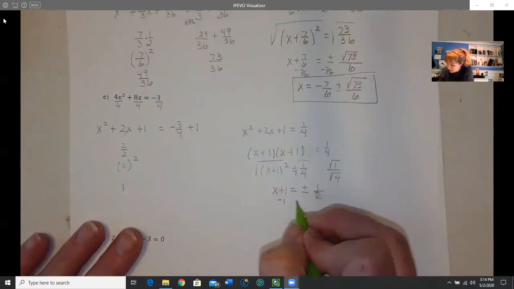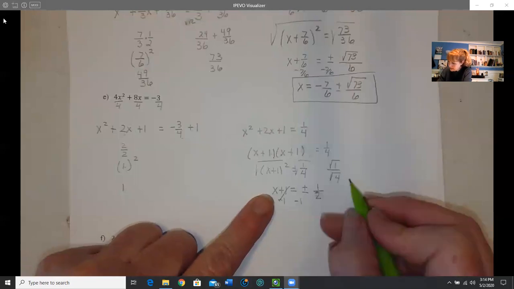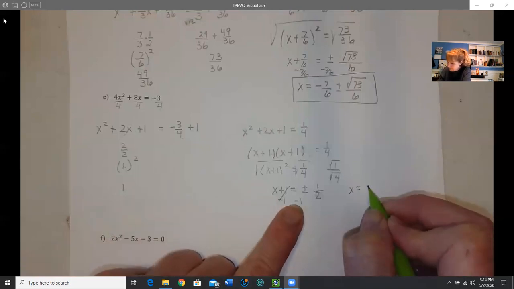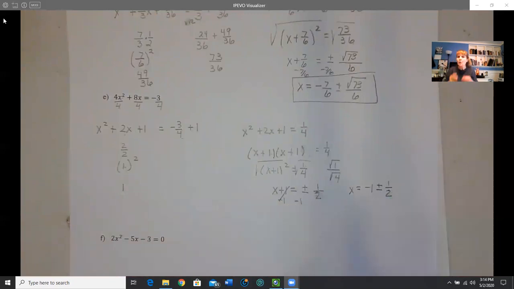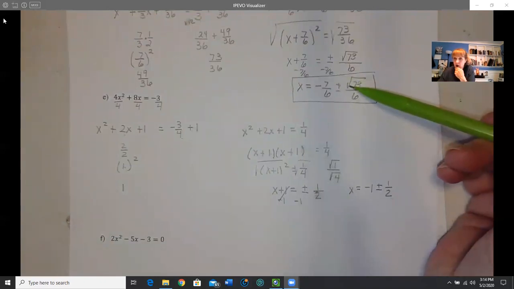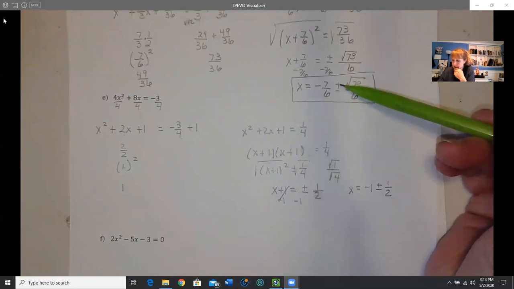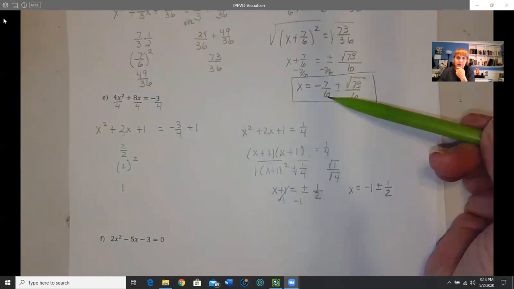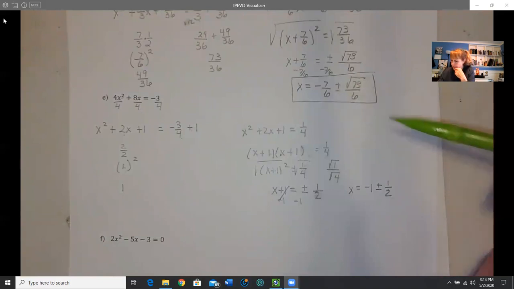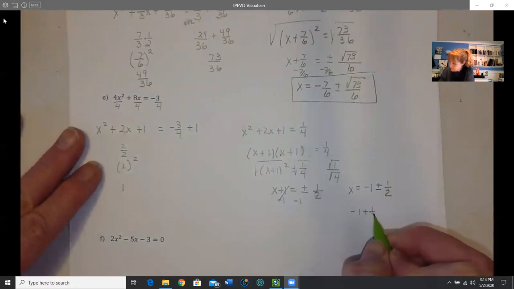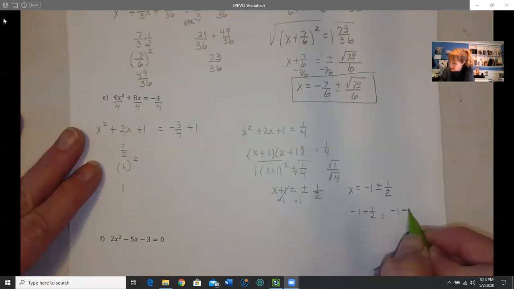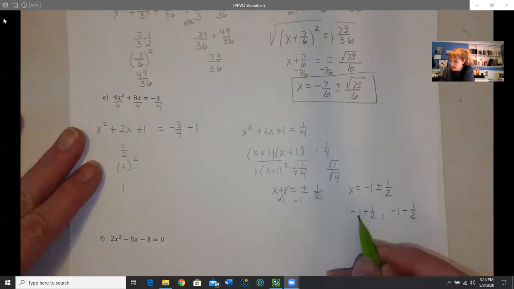So then you subtract 1. X equals negative 1 plus or minus 1/2. You can simplify this further. Up here and in all the other ones we've had this radical, so we could not add or subtract with a number without that same radical. But in this one, we don't have the radical. So our answer is negative 1 plus 1/2 or negative 1 minus 1/2. We can add these numbers together.